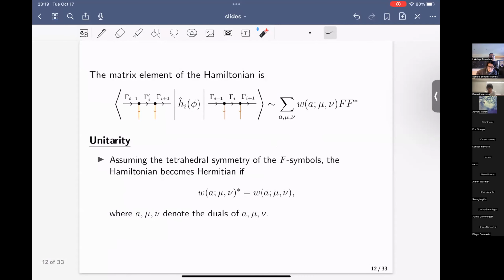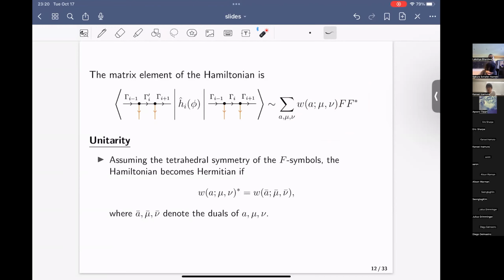So in the end, what we found is that the matrix element of this Hamiltonian is given by the sum of parameter W times F F star. So the basic structure of this Hamiltonian is determined by the F symbol. But in addition to this, we also have many parameters that we can choose freely. And because of these parameters, the anyon chain model can realize various interesting phases of matter. So this completes the definition of the lattice model.